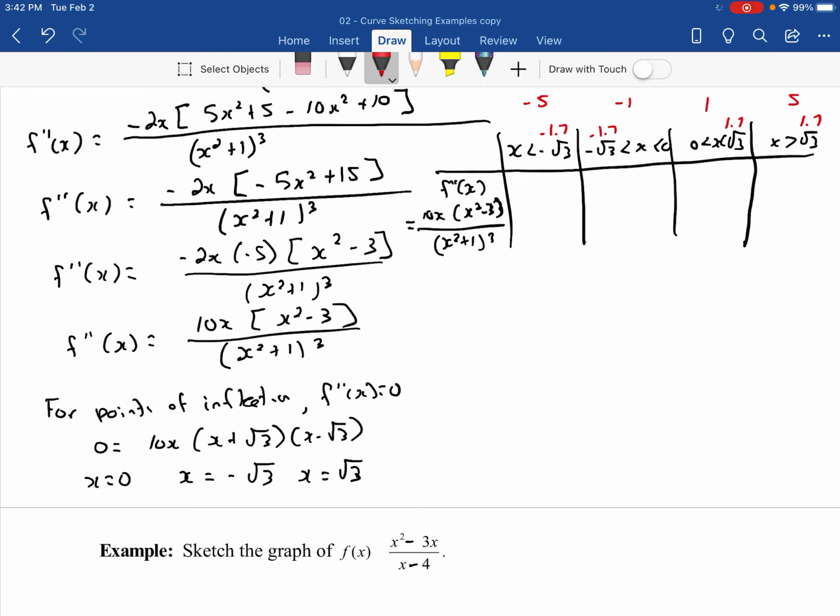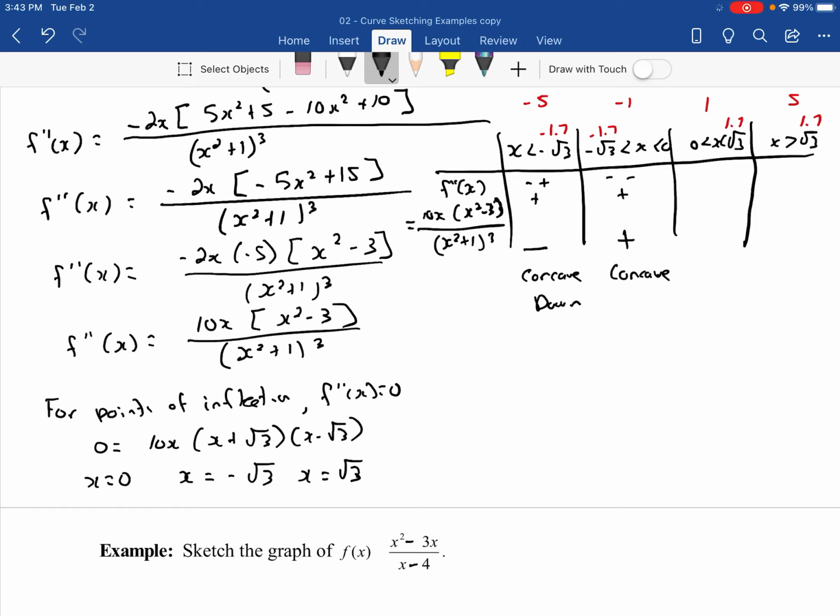Okay, so putting those all into my double derivative chart. 10x, so that'll be a negative. X squared minus 3, that'll be like 25 minus 3, that's a positive. And then that bottom's still always positive, so I get negative in here. And we know that's concave down. Then -1, when I put in there, I still get a negative when I multiply it by 10. -1 squared is 1 minus 3, that's negative now. That bottom's always positive, so I get positive here.